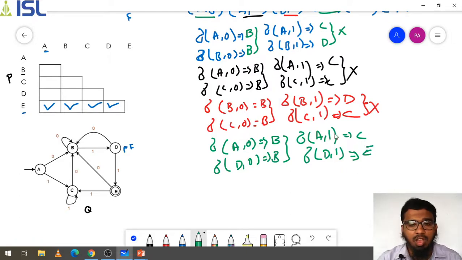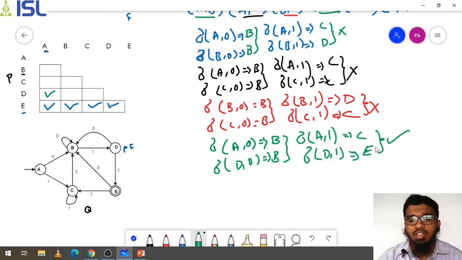So here C is a non-final state and E is a final state. E is a final state. So this is accepted. Where we need to mark the tick: when we have taken A and D, at that time we got the CE, so here we need to mark the tick AD. When we have taken AD, we got the final state as well as the non-final state together. Okay, so this is accepted.